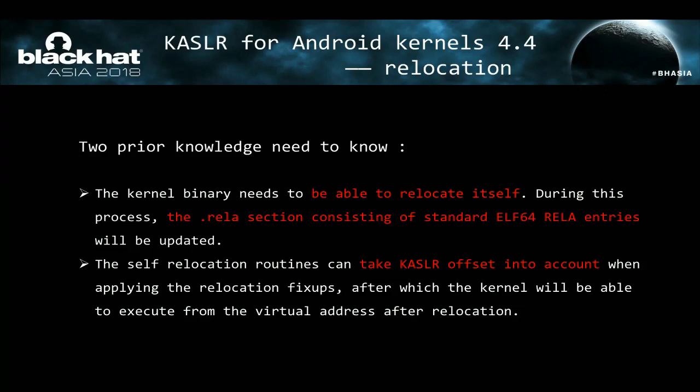After getting the KASLR offset, the next operation is kernel image self-relocation. About this, there are two prior knowledge I want to share. The first one, the kernel binary needs to be able to relocate itself. During this process, the RELA section consisting of standard ELF64 RELA entries will be mapped. And the other one, the self-relocation routines can take KASLR offsets into account when applying the relocation fix-up, after which the kernel will be able to execute from the virtual address after relocation.